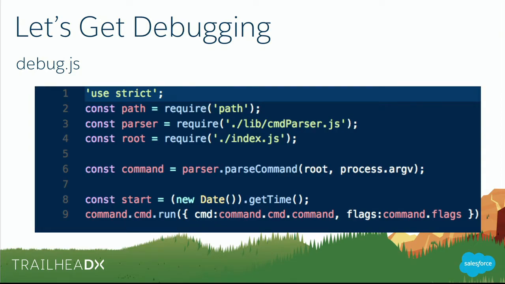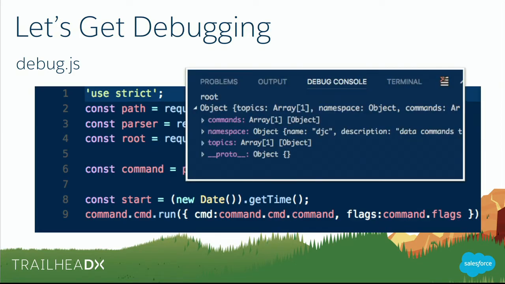And finally, root, that's the index.js. That's the plugin definition file that we saw earlier. And finally, we just run the command, passing it a simple structure with the command and the flags.